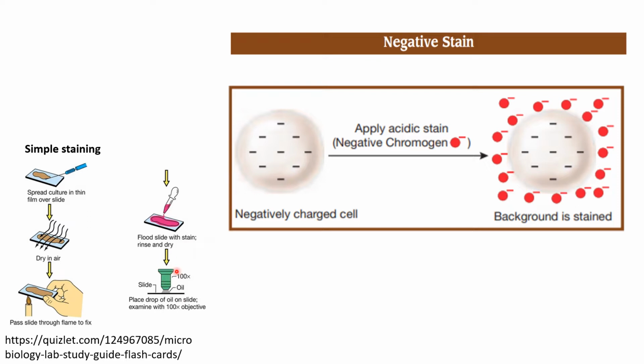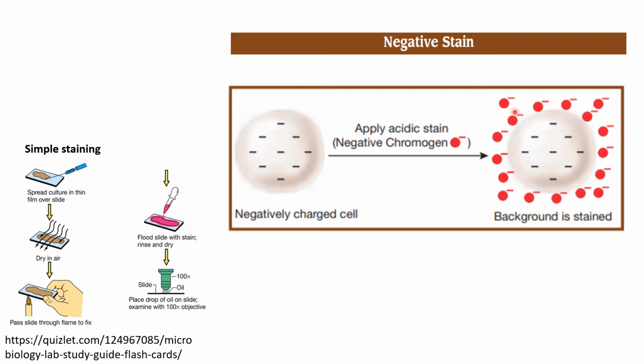Okay, so there's another technique of staining. We call it negative staining. So what is negative staining? Take note that mostly inside the cell, it's negative charge. Okay, and we use an acidic stain so we could stain the background, not the cell. That's why the term is negative staining.